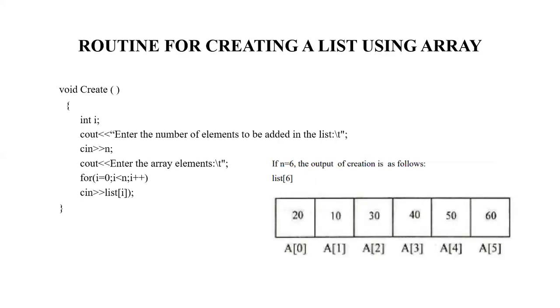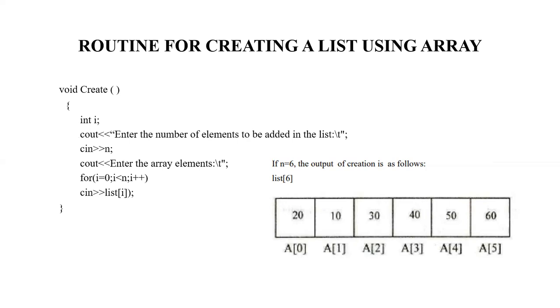Routine for creating a list using the array. So void create, and we are going to initialize a variable I, and we are going to enter the number of elements to be added in the list. How many elements are we going to add into the list? So n is going to be, for example, 6. Now I'm going to enter the array elements. Instead of giving cin several times, 6 times, I'm going to use a for loop. Using the for loop, I'm going to call the cin, that is for getting the data. I'm going to repeat this 6 times.